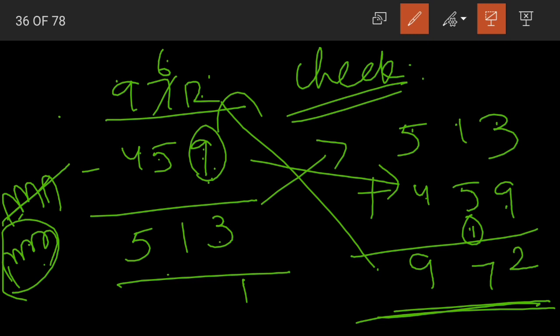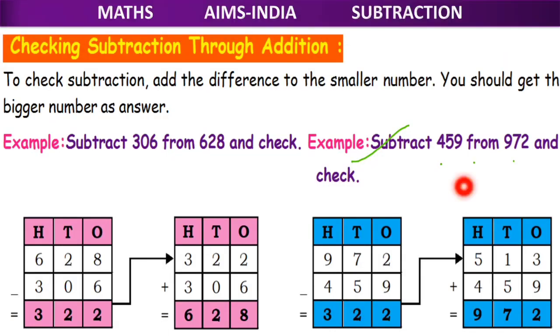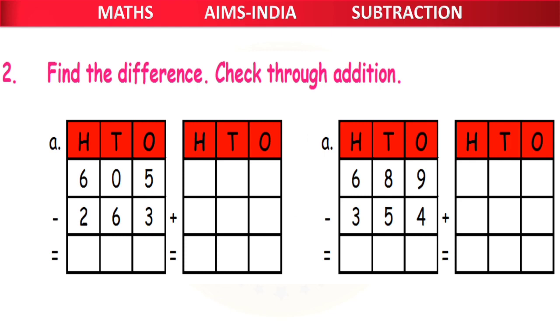Now what can we say, children? We can confidently say that the subtraction we did is correct because we checked the answer as well. After checking we got the correct answer. So with the help of this addition we checked that our subtraction is correct or not. Let us solve 2 more examples so that we will get more perfect in this. Find the difference and then check through addition.